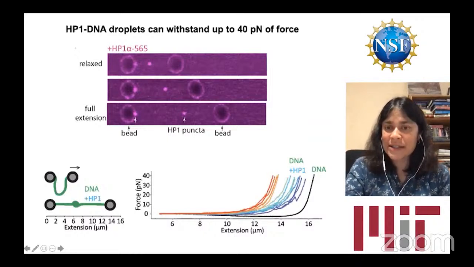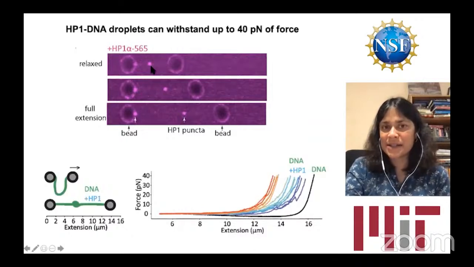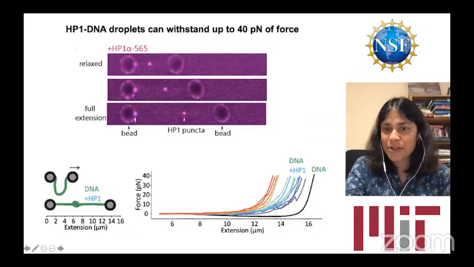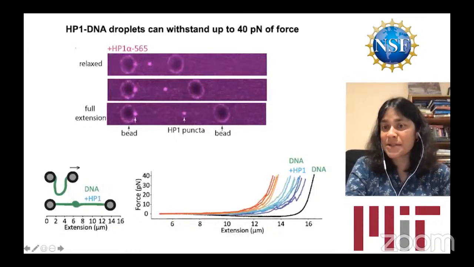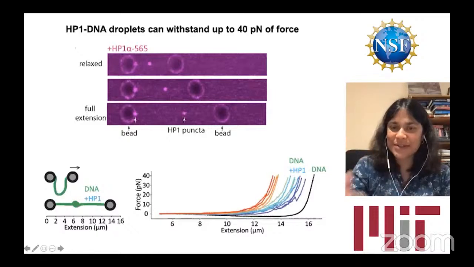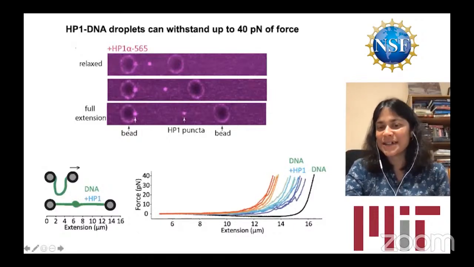But what you see here is what happens to the system when you now have part of the DNA trapped in this HP1 phase. As you pull, the droplet does not fall apart. You still have a large amount of DNA trapped inside the droplet, even at 40 piconewtons force. And with each successive pull, going from left to right, it gets harder and harder to pull the DNA.